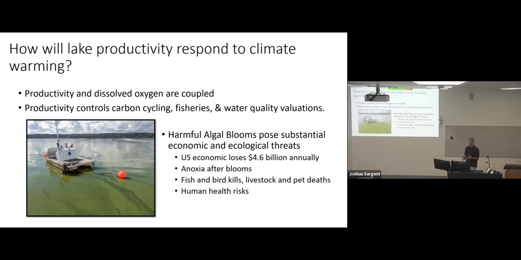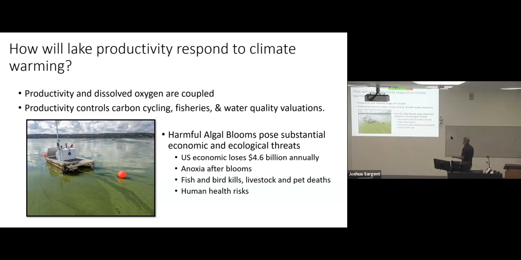So another central question we've been working with is how will lake productivity respond to climate warming? First, productivity and dissolved oxygen are coupled, right? Higher productivity, we often see higher concentrations of dissolved oxygen in surface waters, for example. Productivity controls carbon cycling, fisheries, water quality evaluations, et cetera.